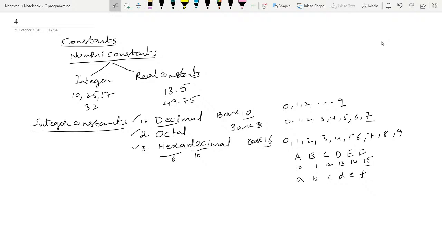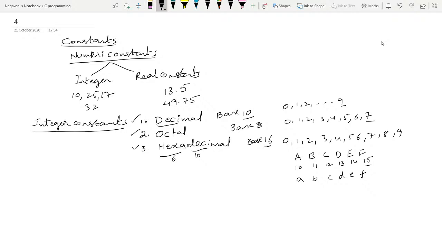So, ma'am, can we use them? Definitely we can use them. But while using them, we should follow some rules. How to use them, I'll discuss that. So, using decimal numbers, we can give positive numbers as well as negative numbers.